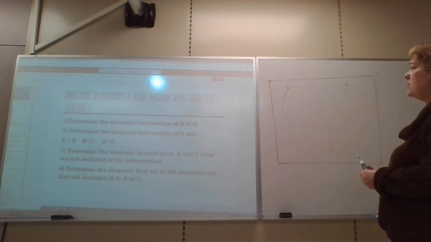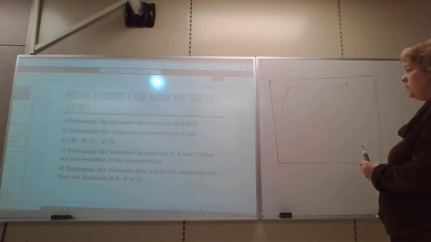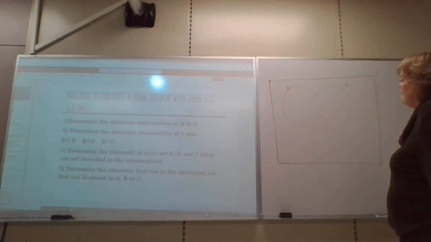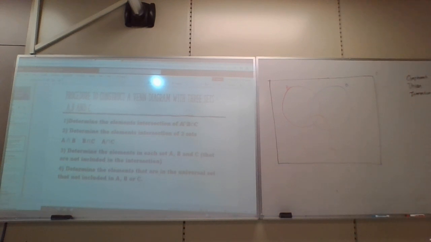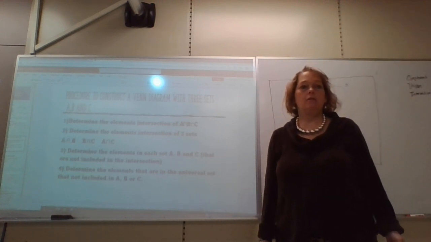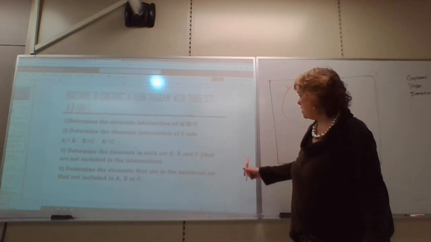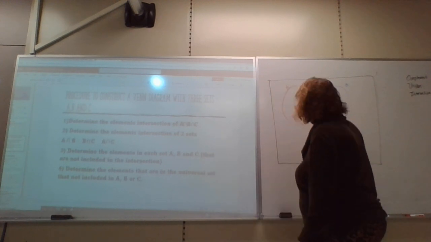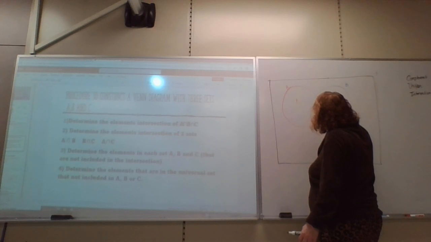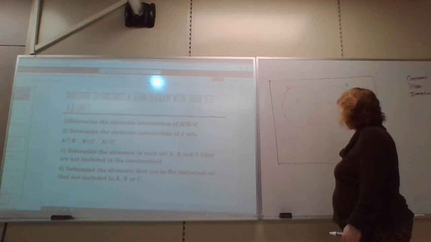This is the procedure on how to construct Venn diagrams with 3 sets. Let's say we need to determine what it is for A, B, and C. You're going to get to a point where it'll ask you to shade stuff. So I go ahead and put my numbers in: 2, 3, 4, 5, 6, 7, 8.